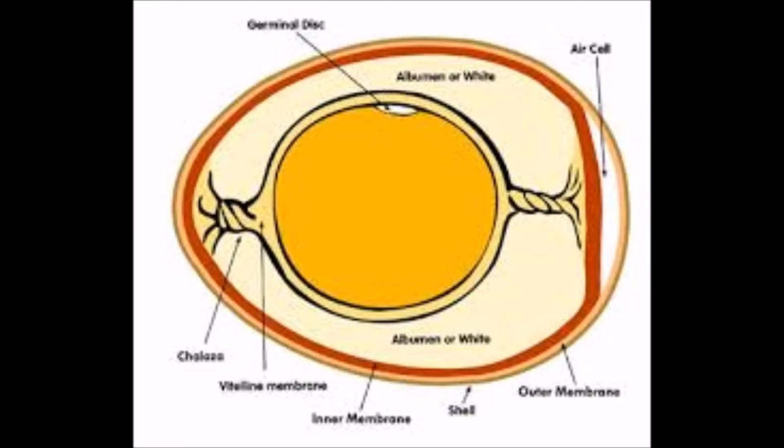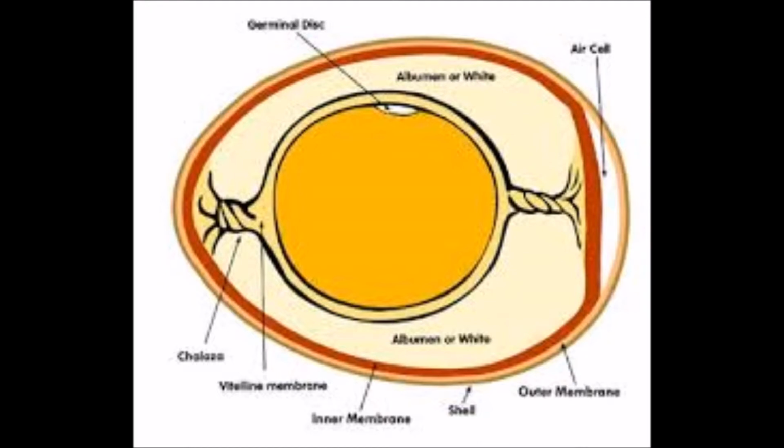We have the albumin, which is just a fancy term for the egg white. The yolk is the yellow inner part of the egg where the embryo will form. The yolk contains the food that will nourish the embryo as it grows. The yolk membrane is the membrane that surrounds the yolk and gives it its protection.